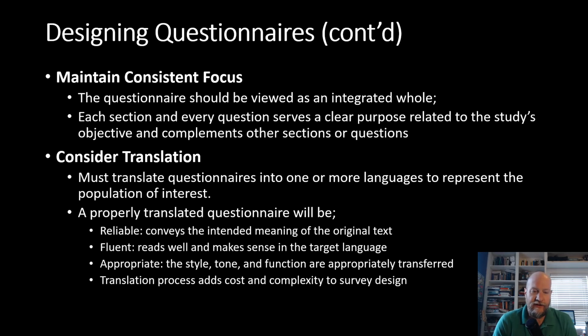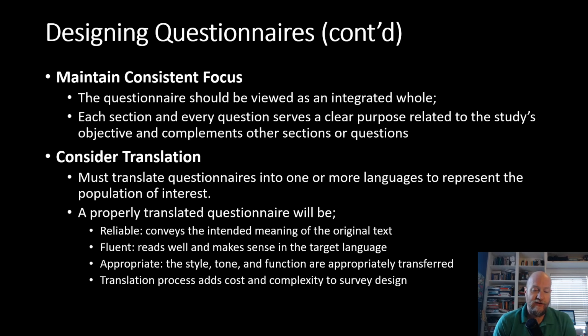Another issue to consider is translation. Do we want to translate the questionnaire into more than one language to represent our population of interest? So for example, if I am interested in something and I know that a portion of the population that I'm interested in is primarily Spanish speaking, do I want to have my questionnaire translated into Spanish so that I can cast a wider net, so that I'm getting a better, more accurate representation of the population that I'm interested in? If you do, that's great. But the question is then how do you go about doing it?